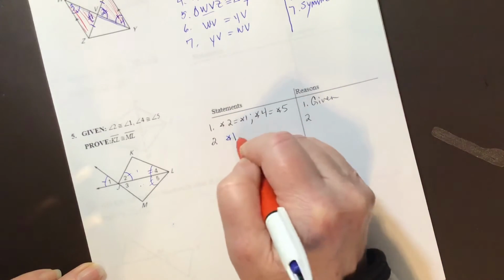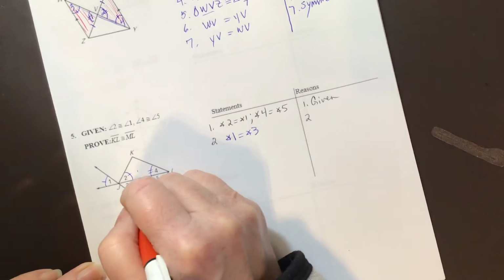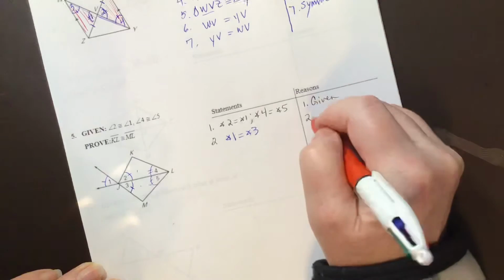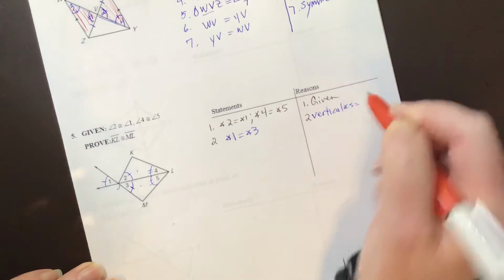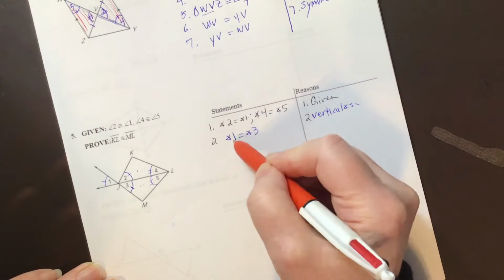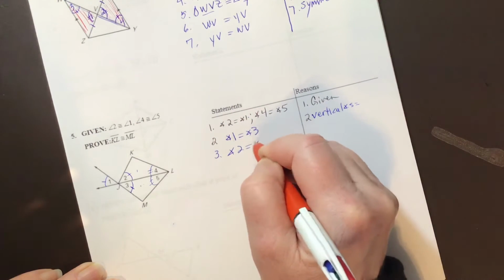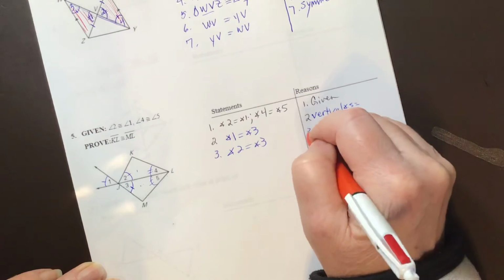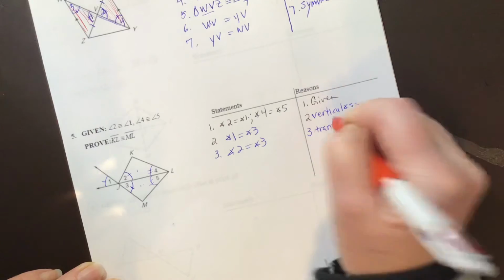Angle 1 is equal to angle 3. Why is angle 1 equal to angle 3? Because vertical angles are equal. And then if 2 equals 1 and 1 equals 3, we can say that angle 2 equals 3 by substitution or transitive. I like the transitive here.